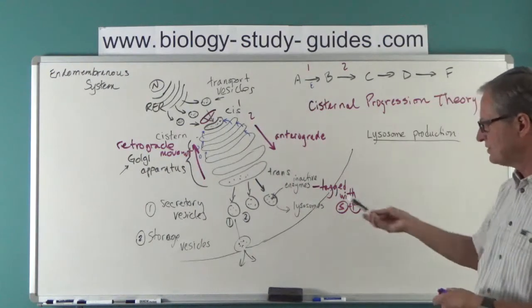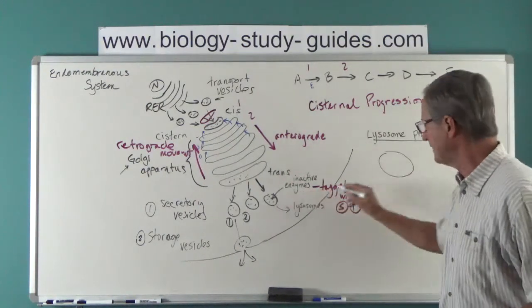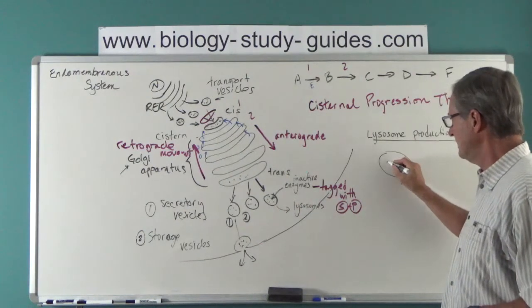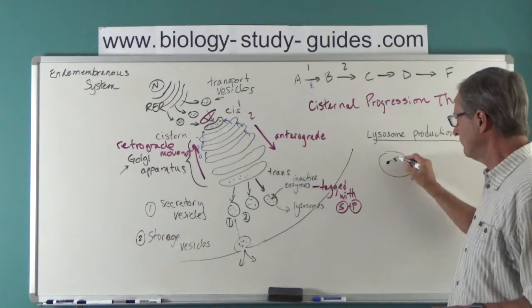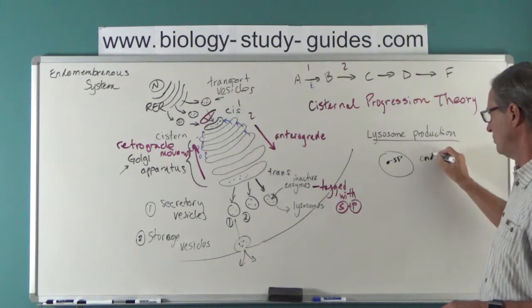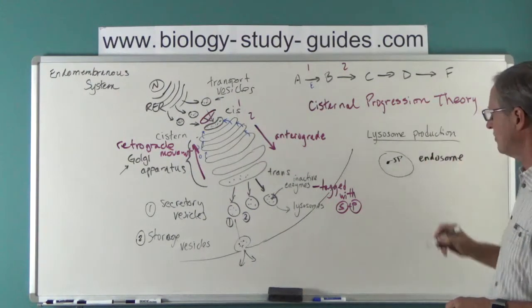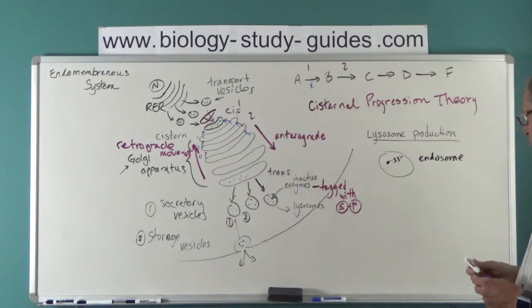So what happens is this first thing here, the vesicle that gets produced, and it's got the enzyme in it that's got the sugar phosphate tag on it. This thing's actually called an endosome. It's not a lysosome unless it's active, so it's an endosome.